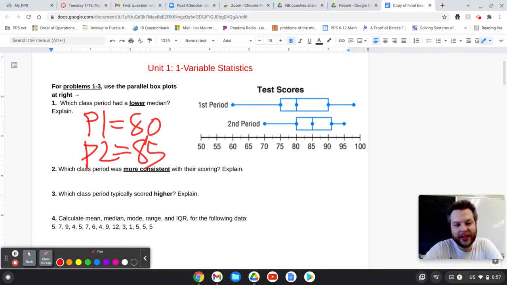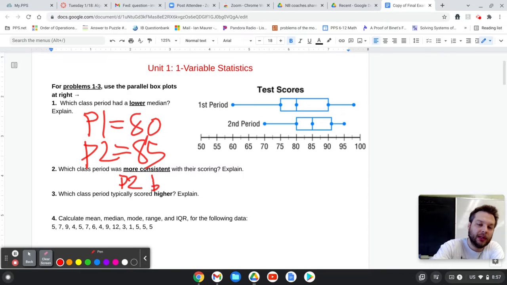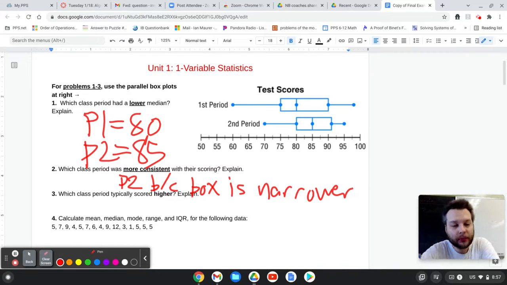Which class period was more consistent with their scoring? P2. Period 2 is more consistent because the box is narrower, so the students had less variability in their scores. So P2, because the box is narrower, more narrow.